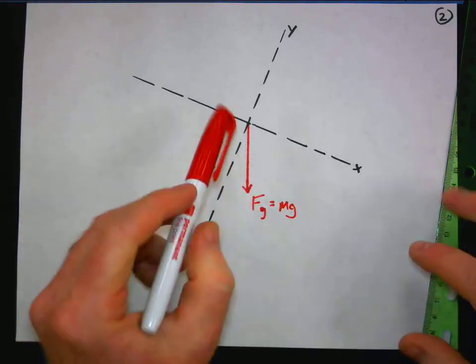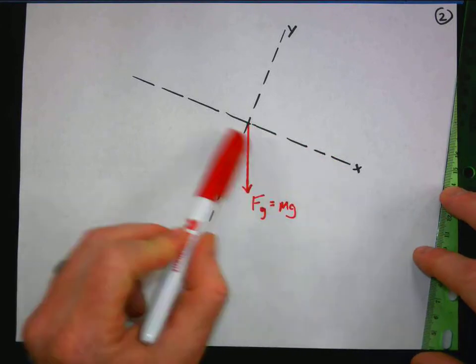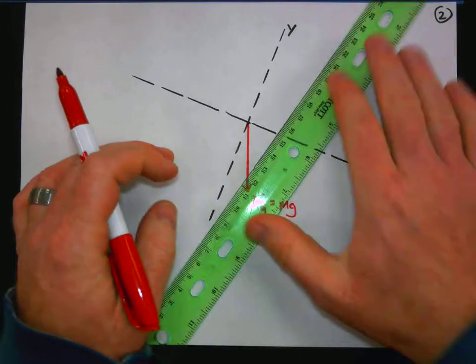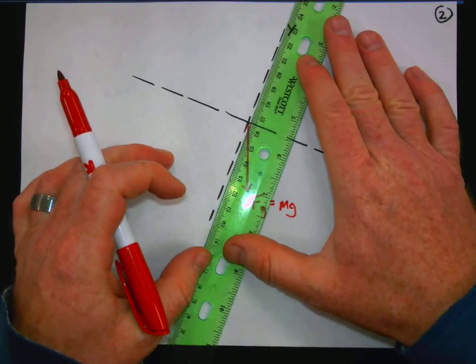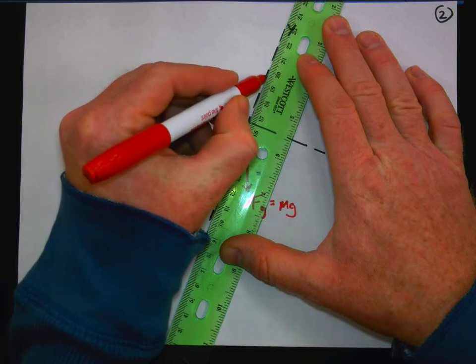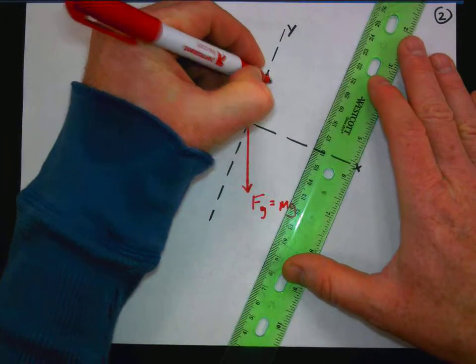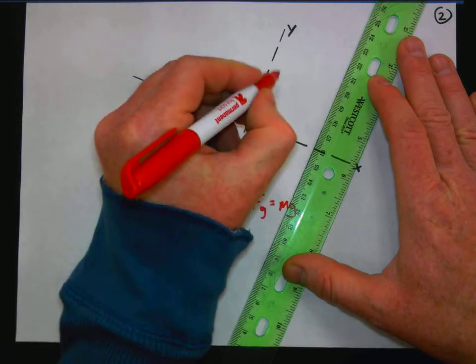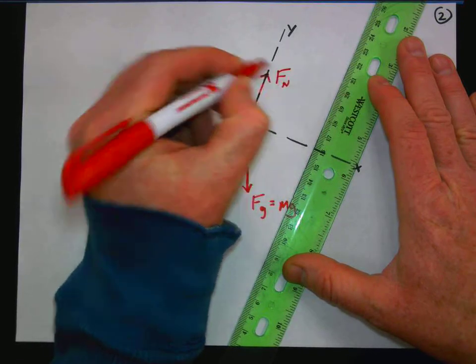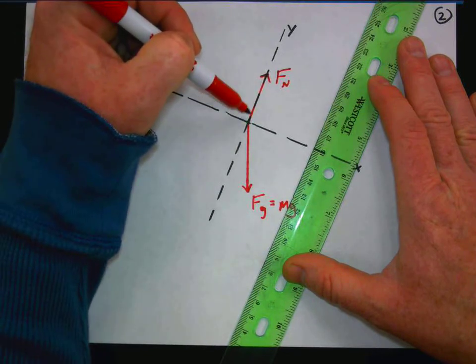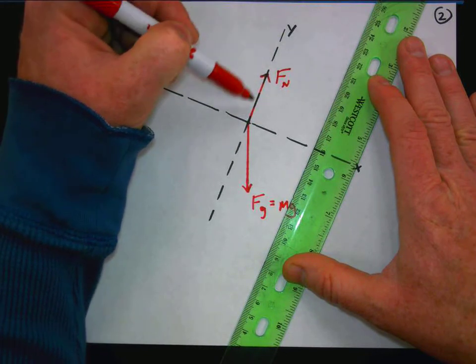Because of Fernando's contact with the banister, there are a couple other forces. We know that there's going to be a normal force. In fact, that's the first question we're going to try to answer. There's going to be this normal force here, which will always be perpendicular to that surface. Perpendicular to the surface will be parallel to the vertical y-axis here. That's our normal force.